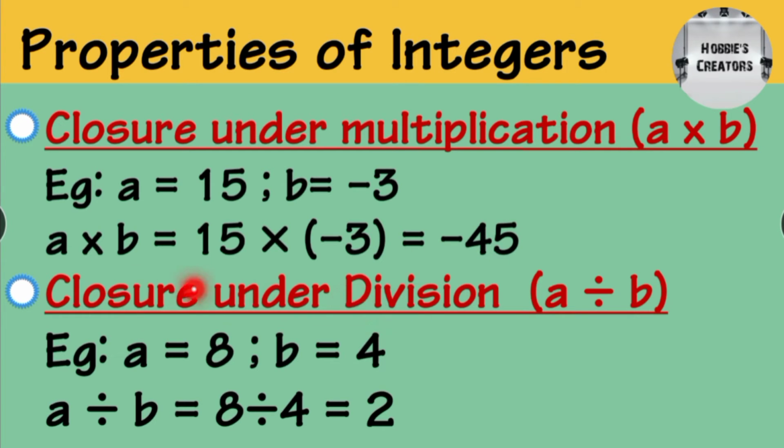Now we can move on to closure under division. So closure under division is nothing but a divided by b. So see here, I am just doing it by an example here. A is 8 and b is 4. So 8 divided by 4, which gives you 2. Okay, I hope you understand this.